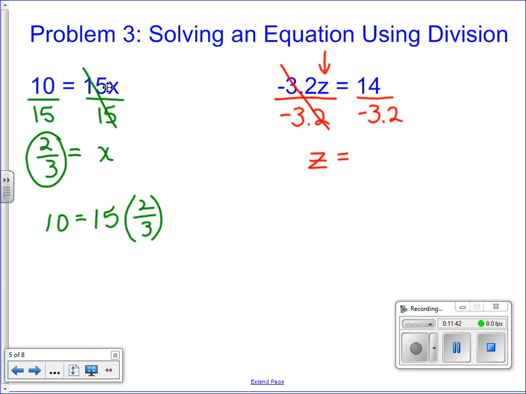This is a place where I would use a calculator to help you with it. We're concerned at this point with solving an equation, and so operations such as this I would not spend a lot of time at, but I would use my calculator to solve it. And you should get -4.375.